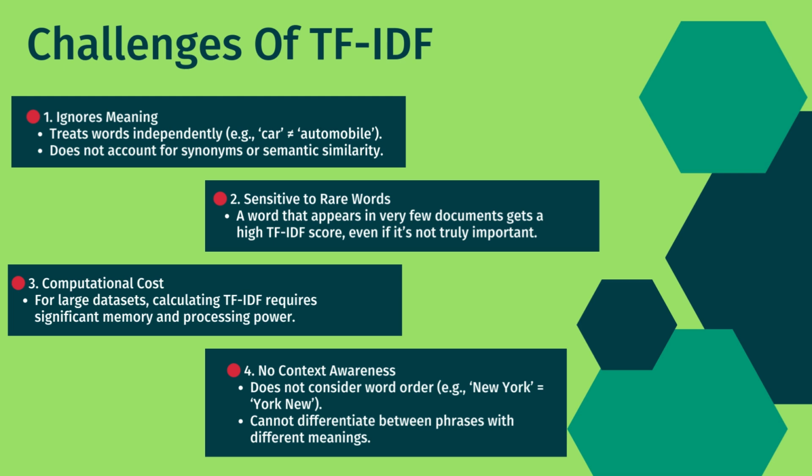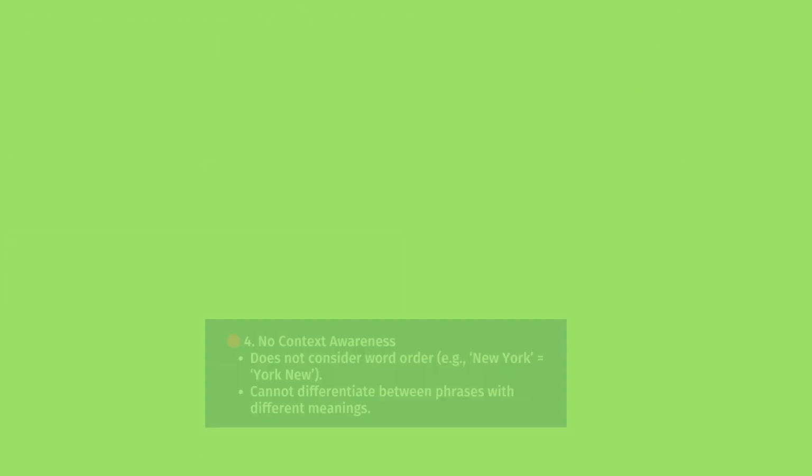Finally, it lacks context awareness. TF-IDF does not consider word order. For example, "New York" and "York New" would be treated the same, even though they have different meanings. It also cannot differentiate between phrases where context is crucial. Despite these challenges, TF-IDF remains one of the most widely used techniques in text analysis due to its simplicity and effectiveness. Next, let's explore some real-world applications of TF-IDF.